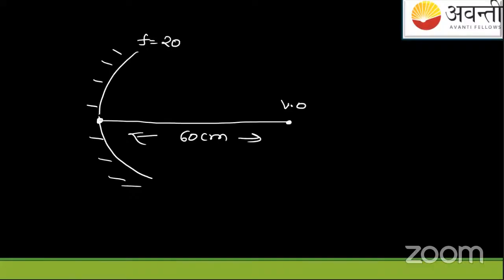Going from the pole or vertex towards the focus, we are going against the rays. Right? So again, f is minus 20, and the object is minus 60 centimeter. So you will get the final answer from 1 by v plus 1 by u equals 1 by f. What answer will you get? Any one of you?